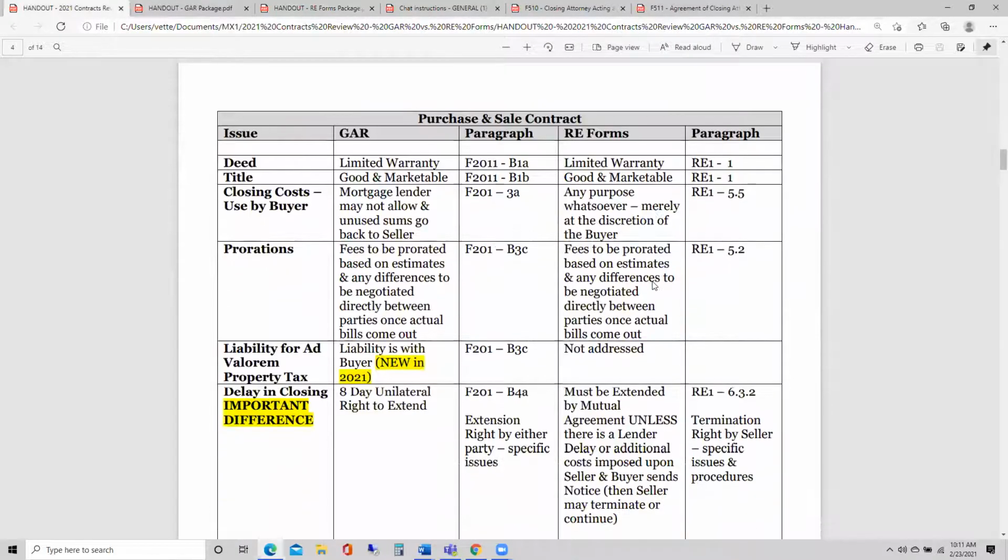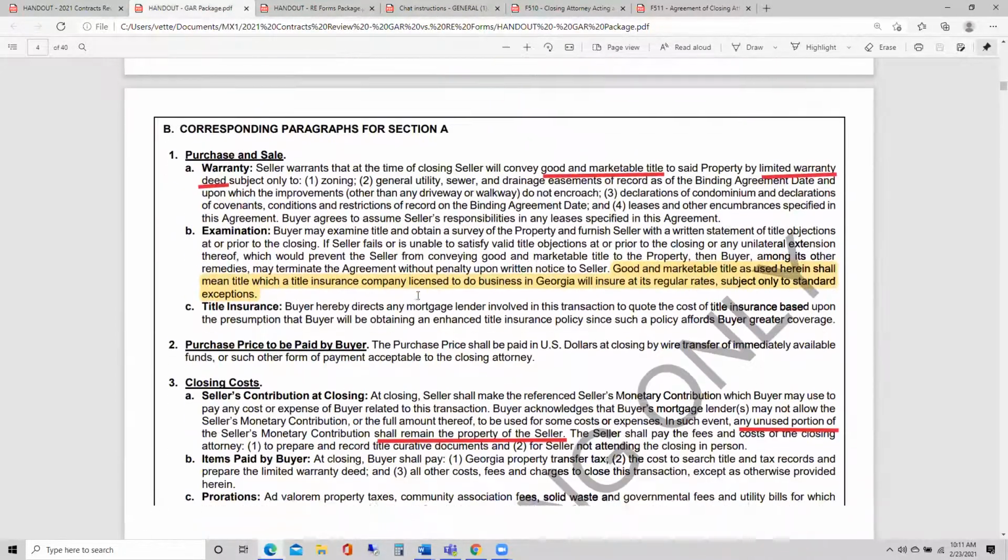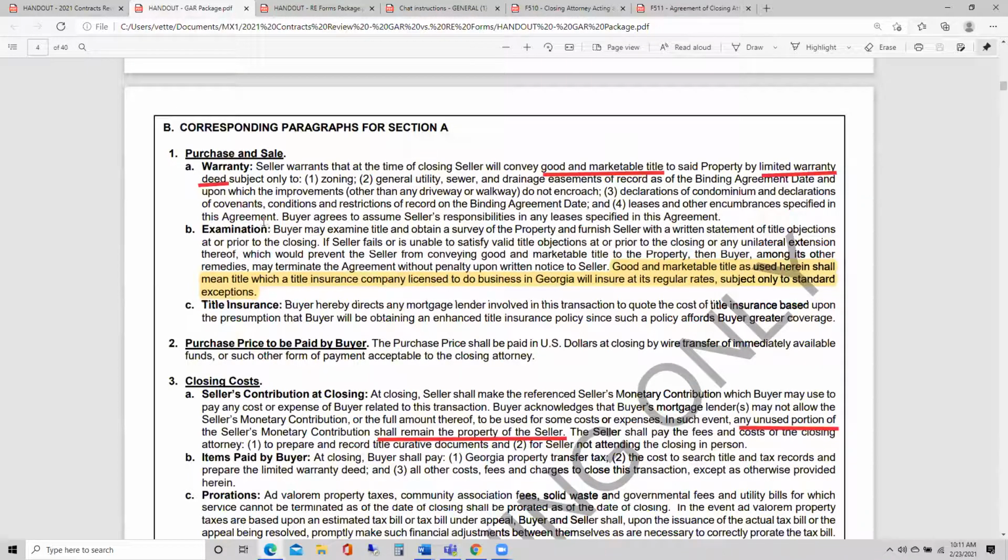All right. Now let's look at what is the actual deed that is conveyed. In both, it is limited warranty deed, and the title is good and marketable title. So in the GAR, under the corresponding paragraph where it talks about the warranties of the seller, it does specifically say that the seller will convey good and marketable title by limited warranty deed, and further down it describes or defines what good and marketable title is.